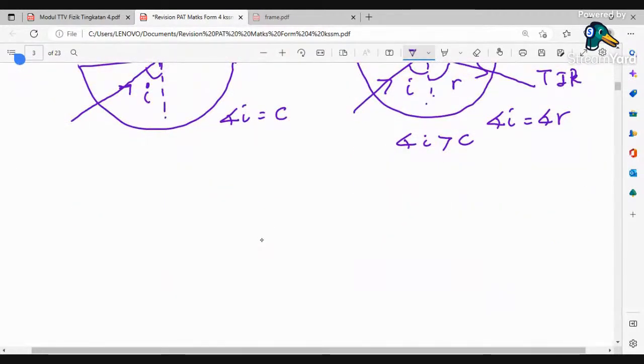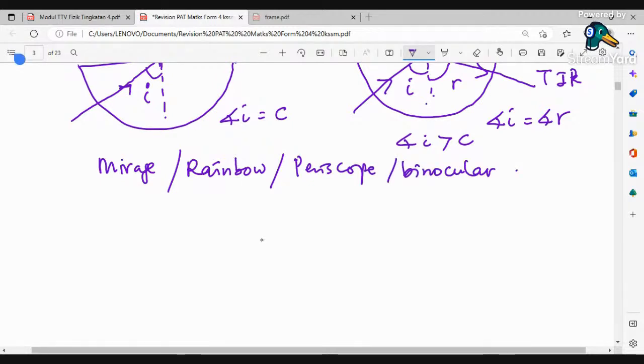Okay, application kena ingat yang mirage. Okay, kita dah belajar mirage, the formation of rainbow. Okay, ini semua kita kena tahulah. Total internal reflection. Kita ada periscope juga, application. Okay, ni semua kalau soalan ni keluar dalam essay, dia boleh panggil you all modify soalan section C ataupun soalan section B. Ni boleh dikeluarkan soalan sama ada choose the best one ataupun modification.